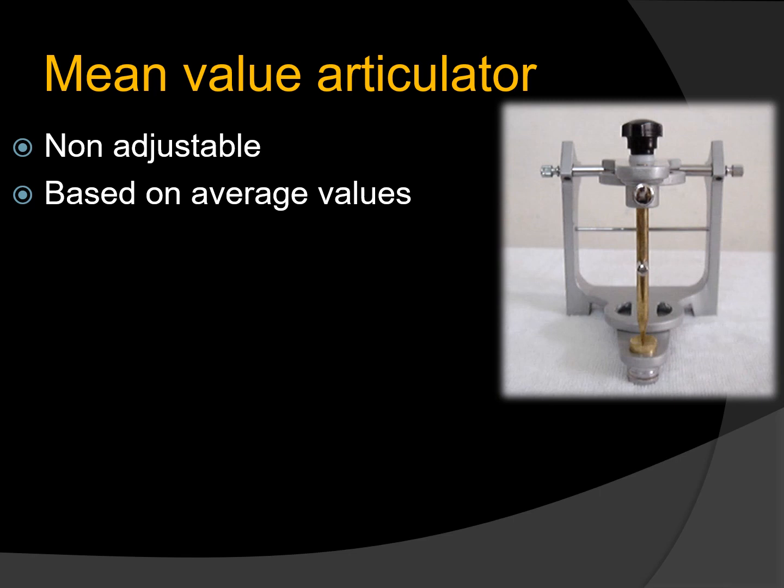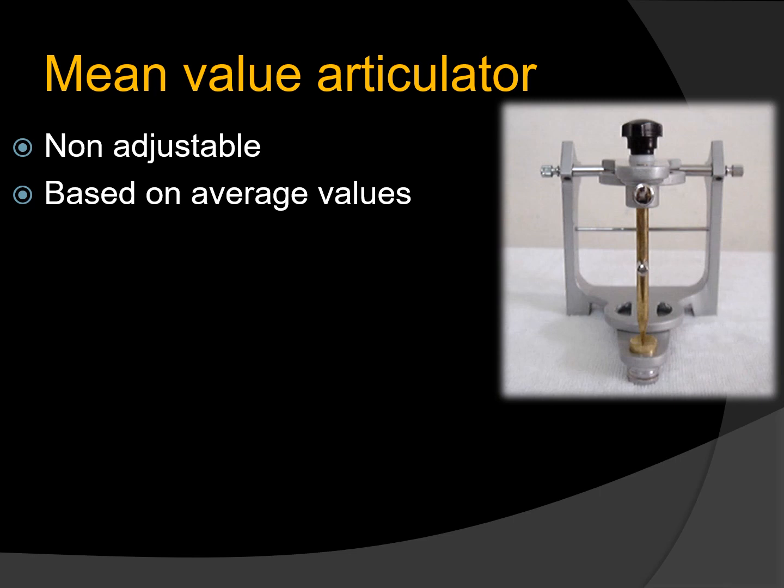And why is it called mean value? Because it is fabricated based on average values that are taken from the population. So it has three fixed average values. One is the intercondylar distance, which is 100 to 110 millimeters, the condylar guidance, that is 33 degrees, and incisal guidance, that is 9 to 12 degrees. All these three values are average values taken from the population and it is called a mean value articulator.